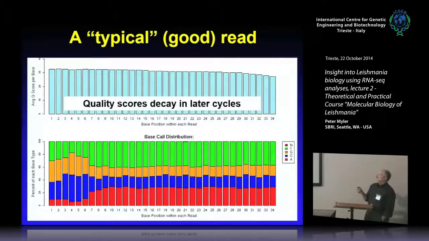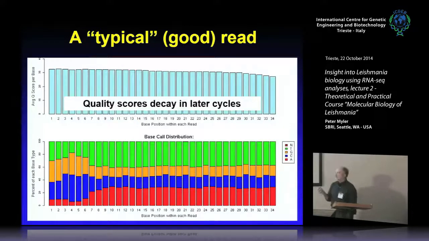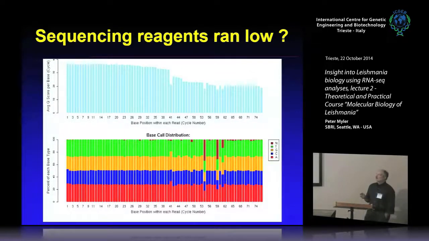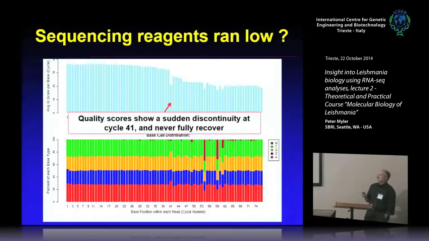Although the quality scores do go down as you go further out. Now reads typically are going to be out to 100, and you still should have reasonable quality out to there. These are very old data. Here's an example of a set of reads that looked like something bad happened. So here the quality looks good up until cycle number 41, and then something happened.